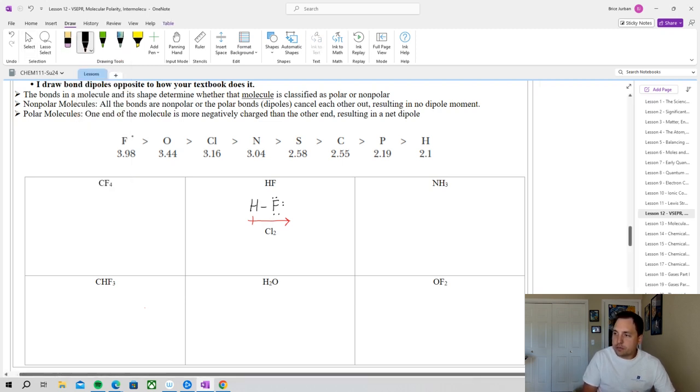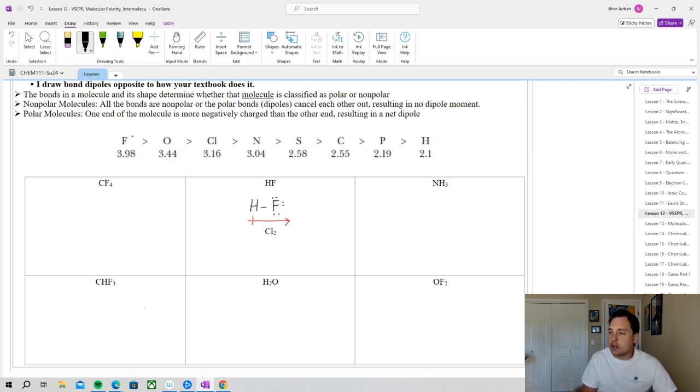Your textbook does it so that it goes the other direction, which is in line with physics notation. But a lot of the chemistry books that I've read do it the other way, so we'll do this notation. And then we'll say that the bond dipole and molecular dipole are in the same direction, toward fluorine. Overall, this is a very polar molecule.